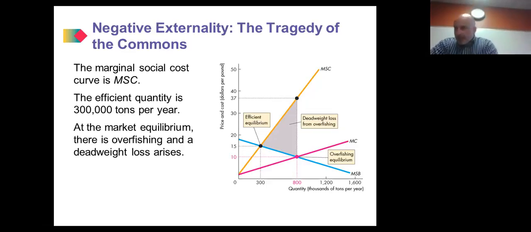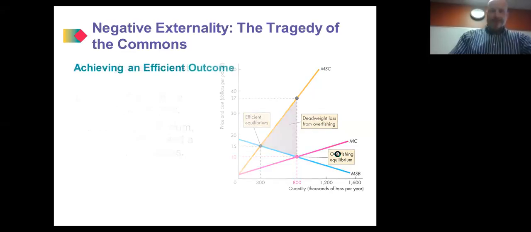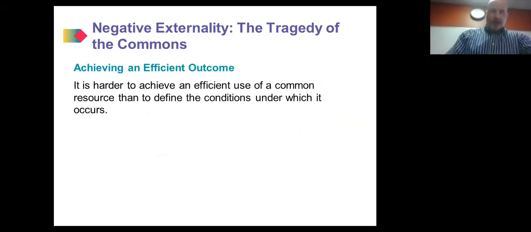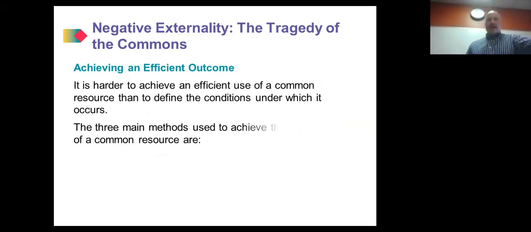And by how much are we overfishing? Like 27. Like 500,000. 500,000. Sorry, I let you know the price. All right, it is harder.